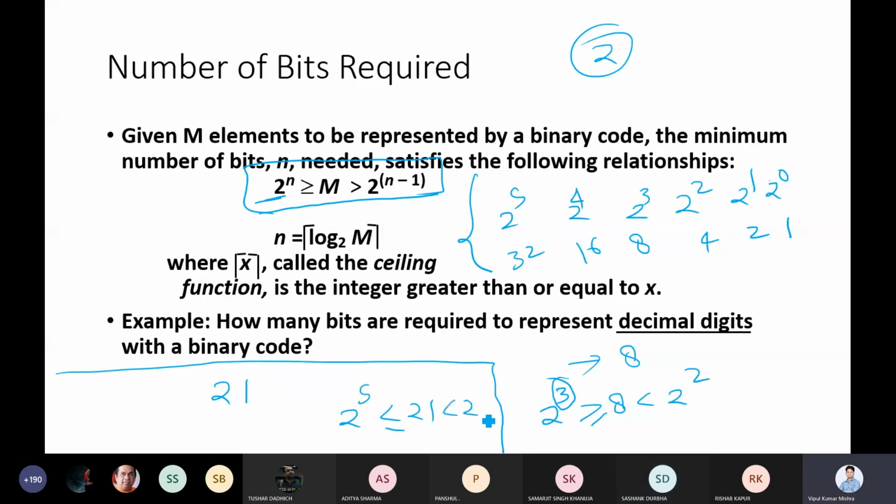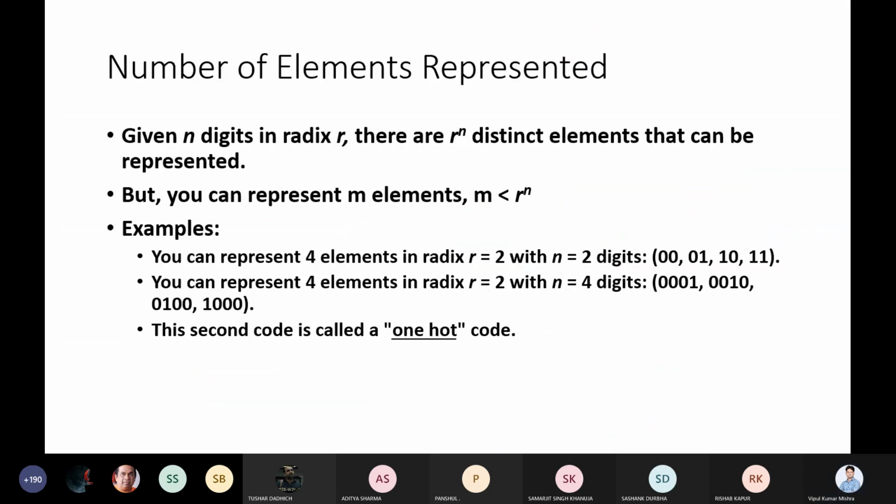So how many bits are required? It is always the ceiling value. So you require a minimum of 5 bits to represent 21. This is the way you can calculate how many bits are required to represent a number. Right?